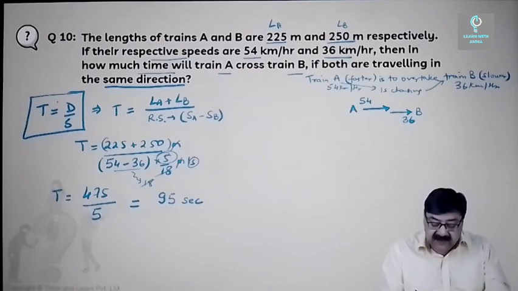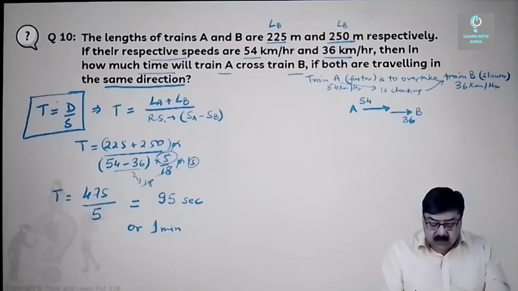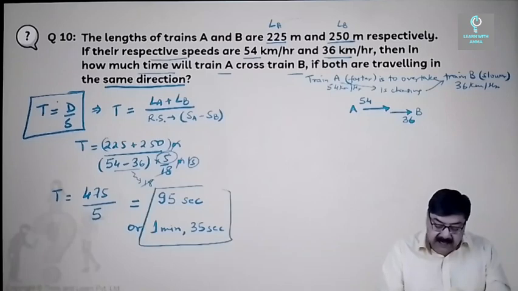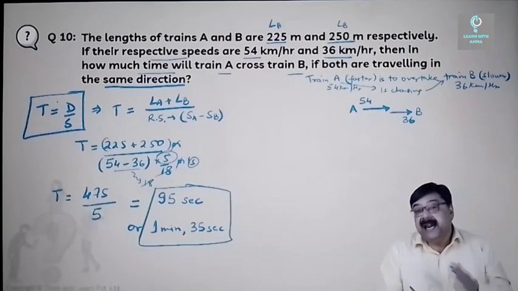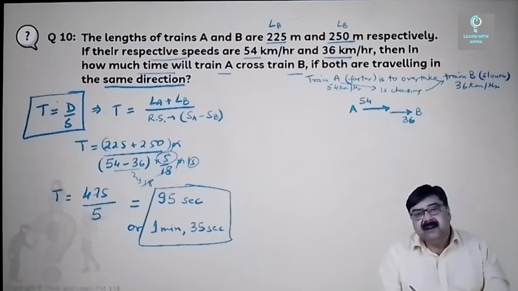So 95 seconds or 1 minute. There are 60 seconds in a minute. So 1 minute and 35 seconds. This will be the time taken for train A to overtake or cross train B.